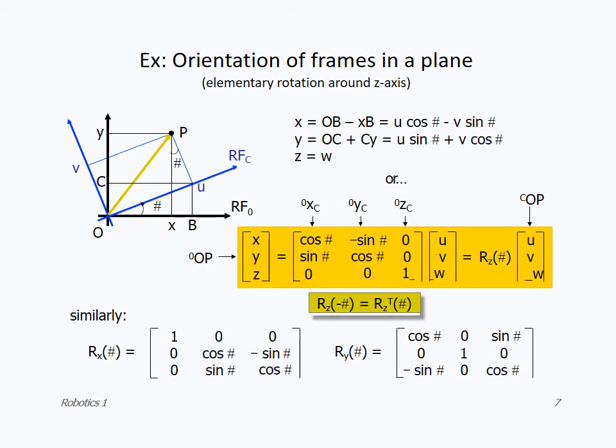Here is an example for the orientation of a frame in a plane. This is the example for the orientation of a plane in a robot, that is, x and y. There is rotation of x, rotation of y, which can be seen like this. Phi means theta, that is, rotation by theta, the angle of deflection.